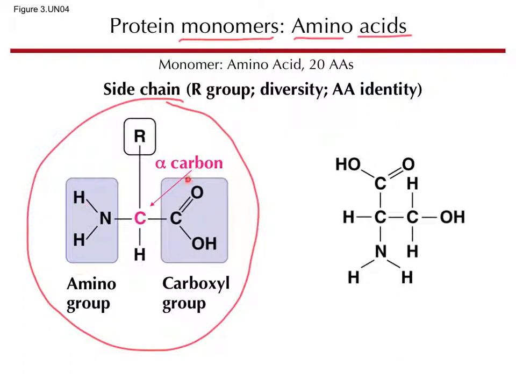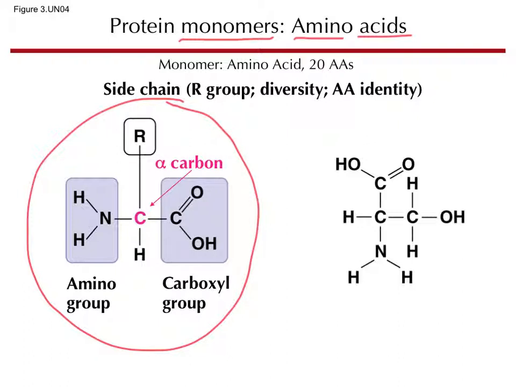So the amino acid has a central carbon, which is attached to a hydrogen. And then we have this side chain, or R group. That group is going to be different in different amino acids. So this whole molecule, that's the amino acid, the monomer. There are 20 different types.